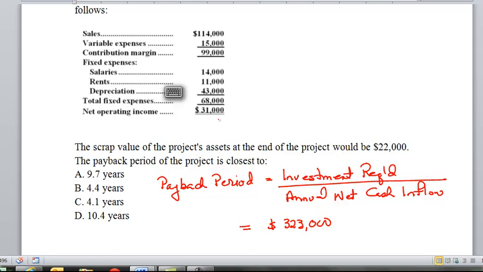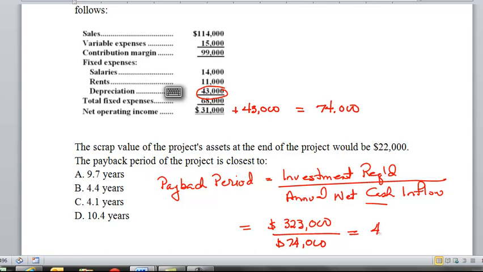Now we've got a net operating income of $31,000, but we want the cash inflow. So we have to look at our depreciation expense here, $43,000. Since it's a non-cash expense, we want to take out that expense and add it back into net income to come up with what is our net income on a cash basis, which is $74,000. So if we divide this by 74,000, we get 4.4 years.